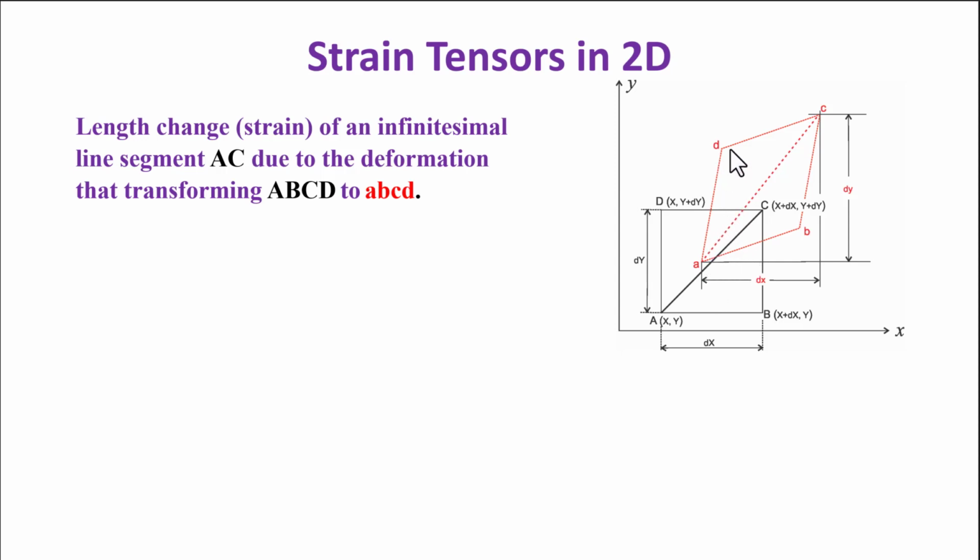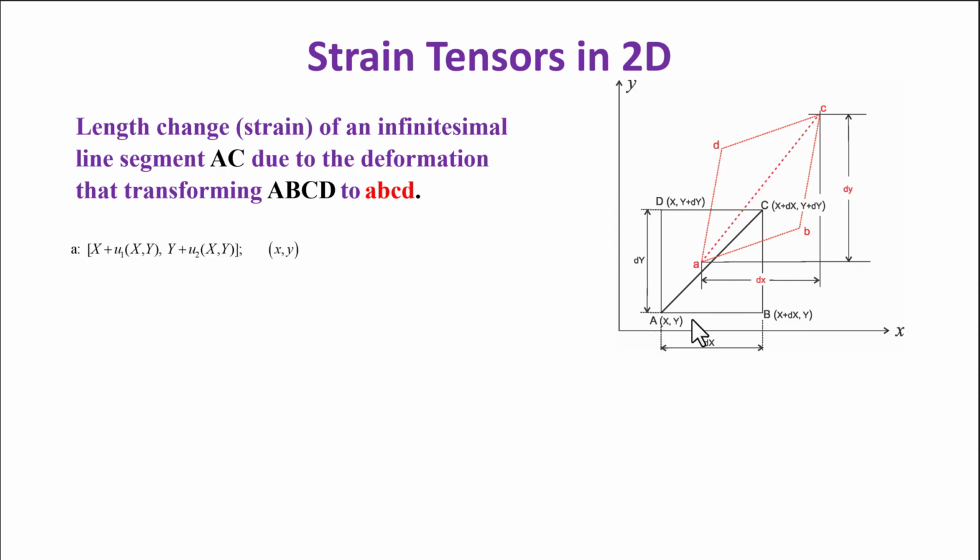Now in the deformed state, ABCD becomes small abcd. It's a red parallelogram. And the infinitesimal line segment, capital AC, is transformed to lowercase ac, the dashed line here. We want to find out the relationship between their lengths.